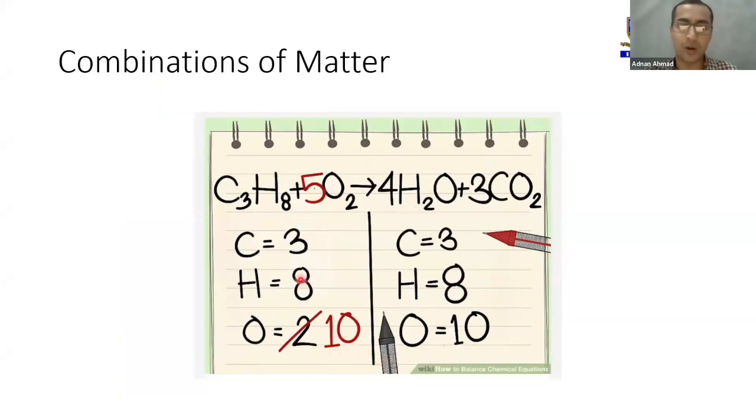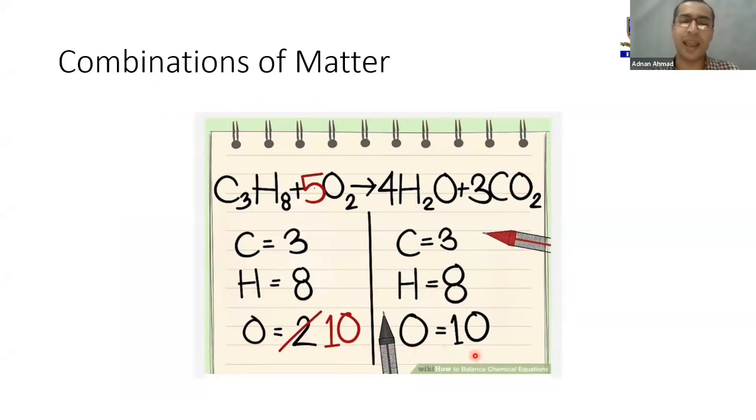So this is how, now look here. On the left-hand side, we have 3 carbons. On the right-hand side, we have 3 carbons. On left-hand side, we have 8 hydrogens. On the right-hand side, we have 8 hydrogens. On the left-hand side, we have 10 oxygens. And on the right-hand side, we have 10 oxygens.